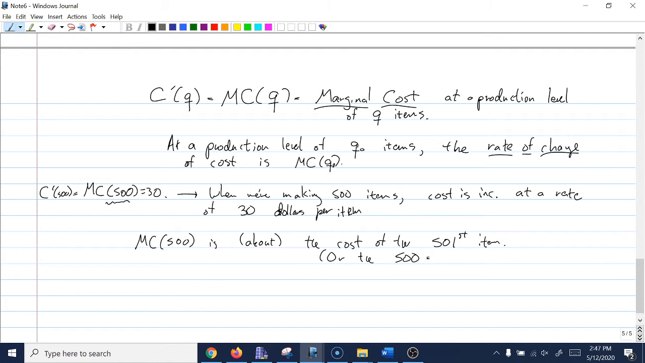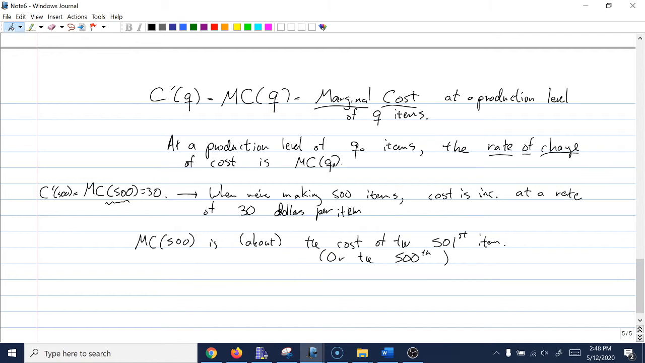And because a derivative, when I talk about a derivative, I can move a small amount to the right or to the left. There's no particular reason to say 1 more item. It's just as accurate to think about it as 1 less item. So it's also going to be the cost of the 500th item, or that's just as accurate a shorthand approximation of what the margin means.